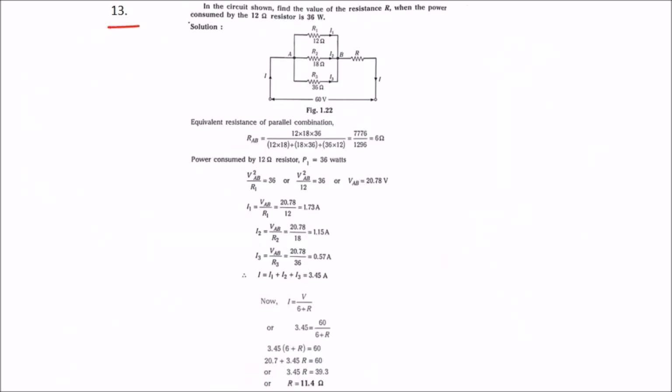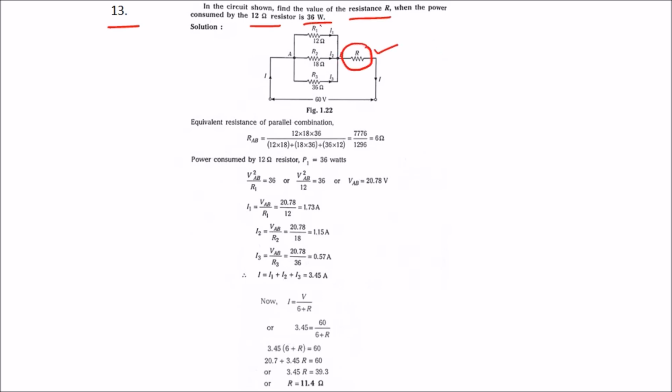Problem number 13. In the circuit shown, find the value of resistance R when the power consumed by the 12 ohm resistance is 36 watt. So here there are three resistances which are connected in parallel, and this combination is connected to a resistance R in series. So here we have to find the value of R.